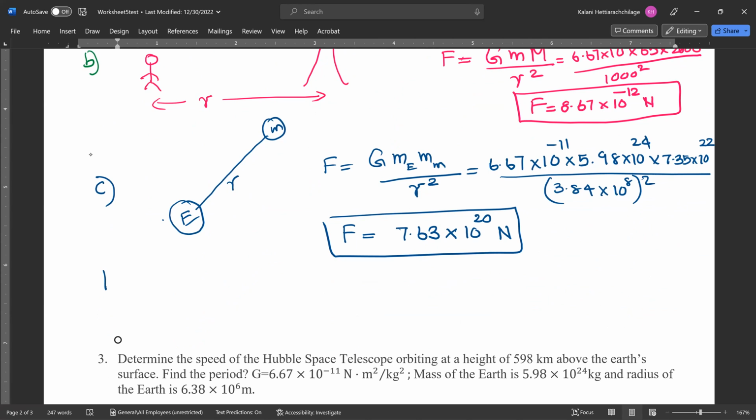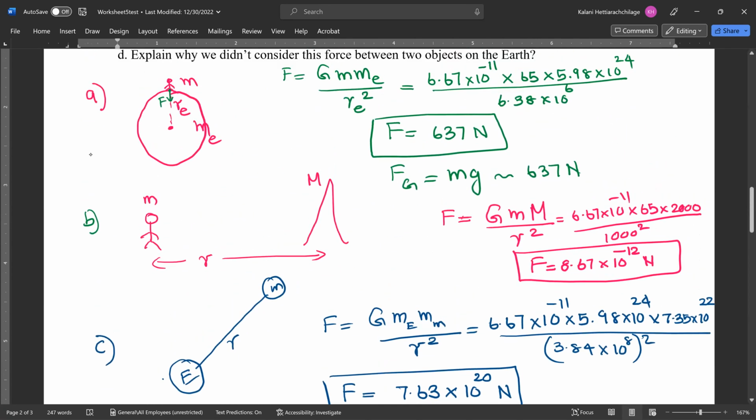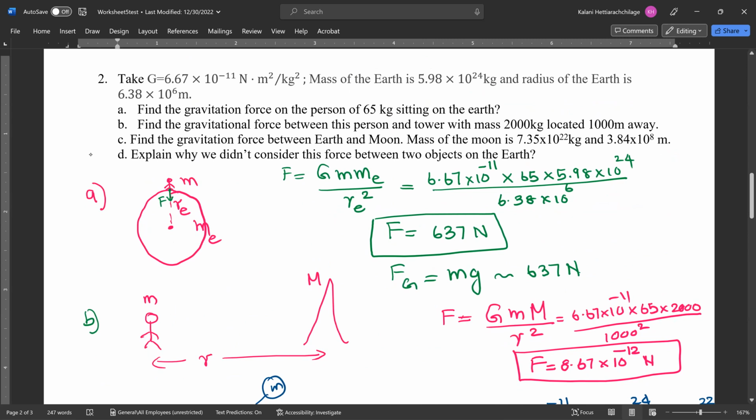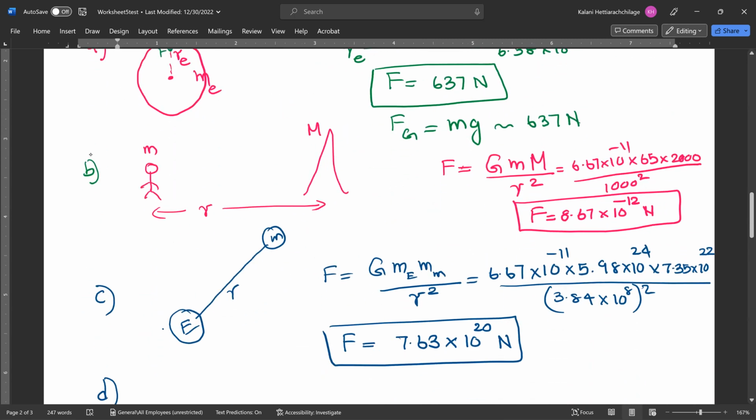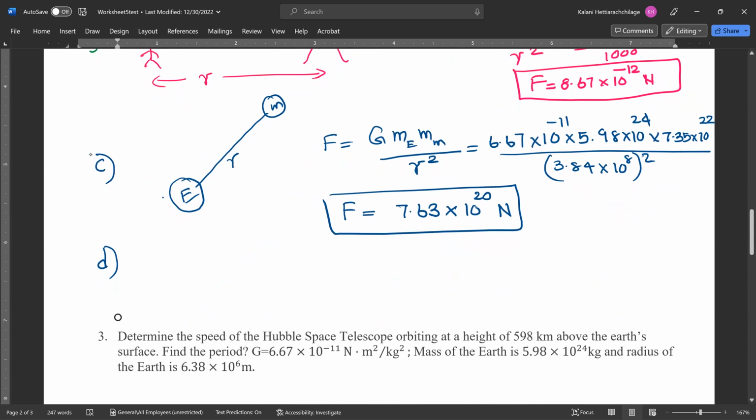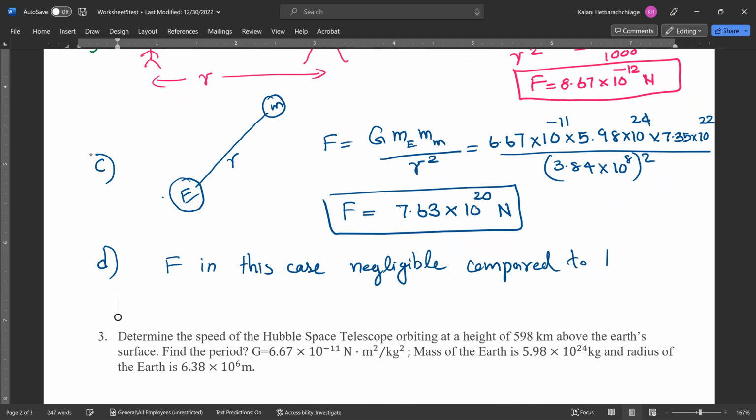So now part D. Explain why we didn't consider this force between two objects on the Earth. Here we explain it: because when you take two objects on the Earth, the force is smaller, right? The force in this case is negligible compared to other forces. Okay, so that will be part D.